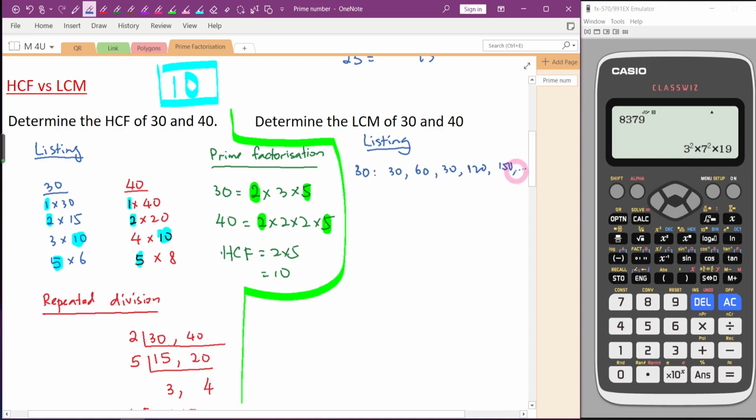Okay, I just stop here because it's impossible for us to list out all the multiples of 30, because the multiples of 30 go on infinitely. Okay, how about the multiples of 40? We just need to list out a few. Okay, from here you know that the lowest common multiple is 120, right? 120. This is the listing method. How about repeated division?